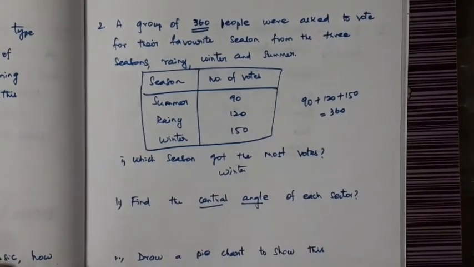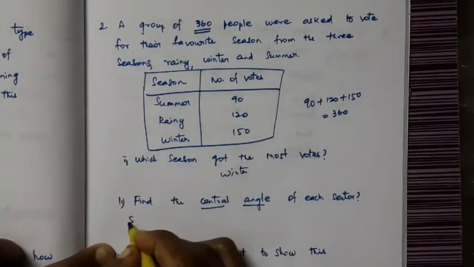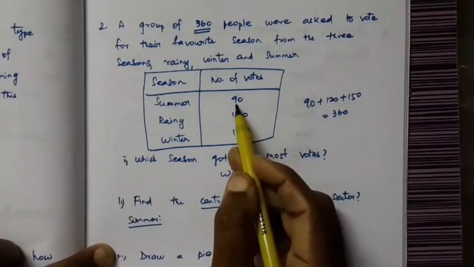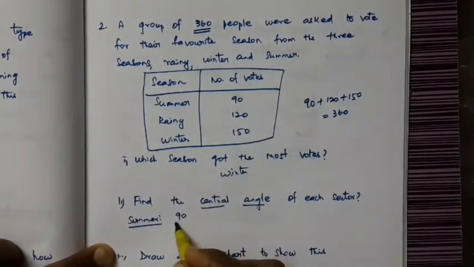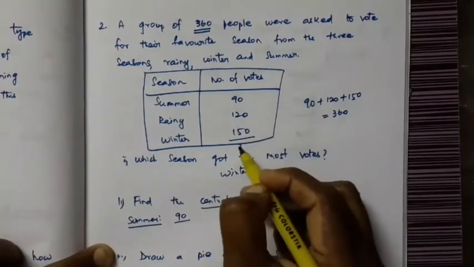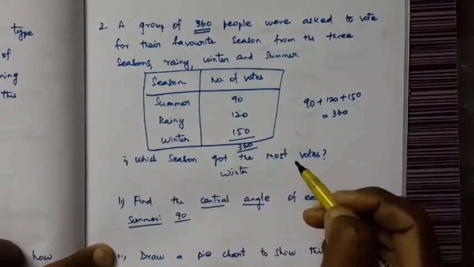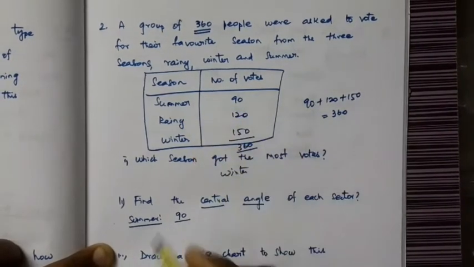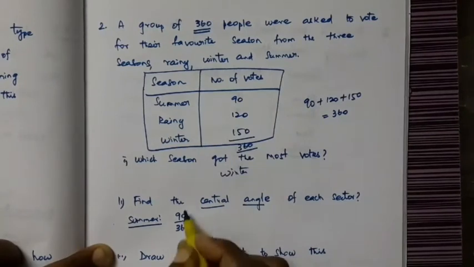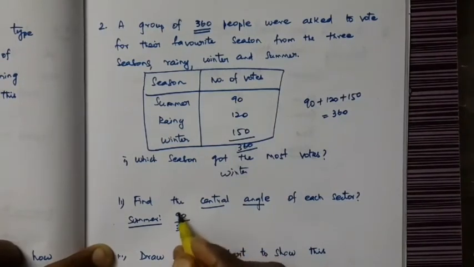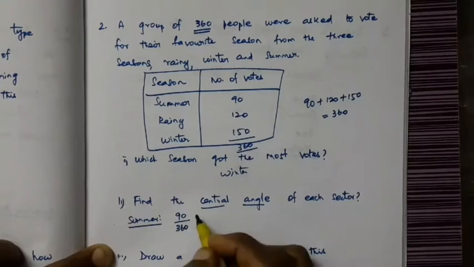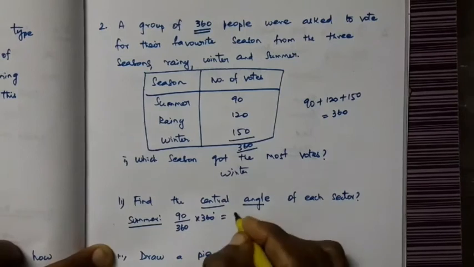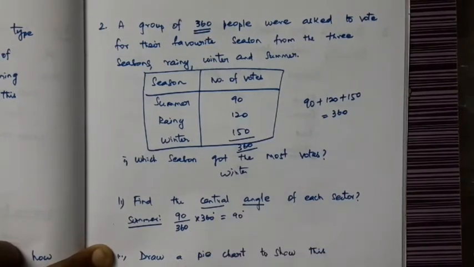The first thing we will start with summer. Summer, so this is 90 out of, if you add total, that is 360. So total number of vote is 360. Out of 90 vote for summer. So 90 divided by 360. This is the fraction. Now the fraction, if you want to convert into angle, you should multiply it by 360 degree. So here it is 90 degree. This 360 will get cancelled.